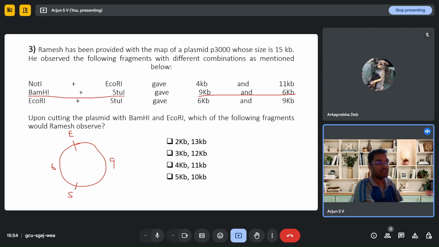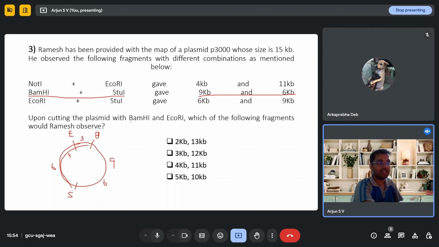So if you take the usual case where this is 9 kilobase and 6 kilobase, BamH1 will fall on the exact same place as EcoR1, which is not possible. So we'll take the opposite case where this fragment from StuI will be 9 kilobases. So this will be 9 and this will be 6. Based on this, the space between EcoR1 and BamH1 will automatically be 3 kilobases.